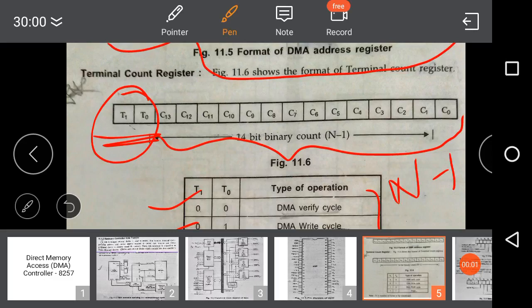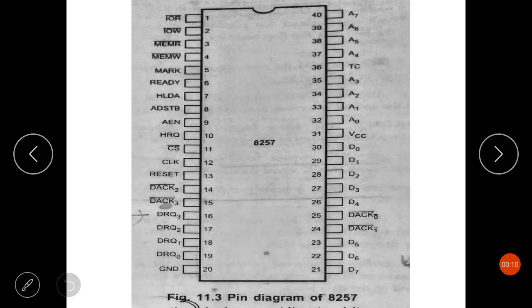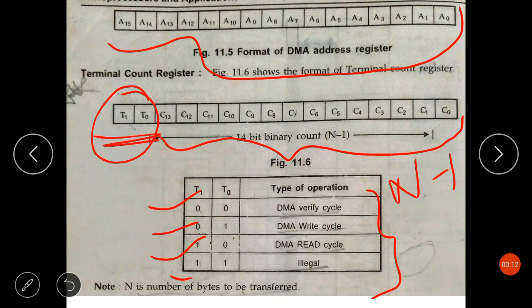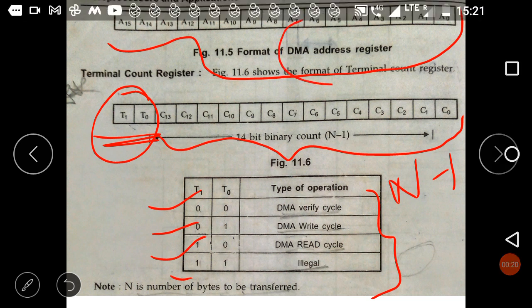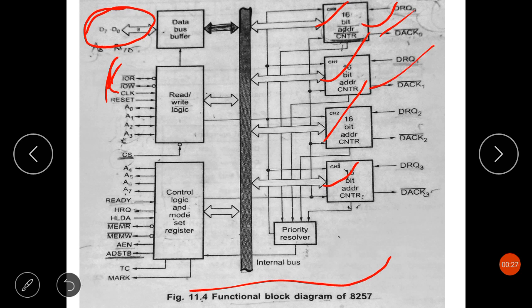Hello students, in this lecture also I am going to continue with the 8257 direct memory access controller block diagram. I discussed the DMA address register. I told you that each channel contains two 16-bit registers, that is the DMA address register and the terminal count register, and we know there are 4 channels present in the 8257 DMA controller.